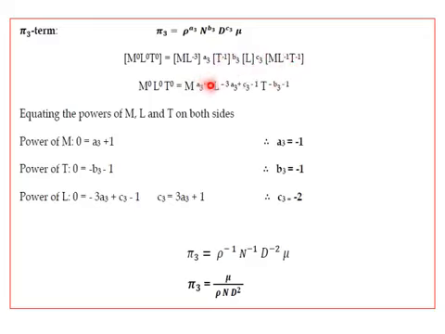So equating the powers of M, a3 plus 1 is 0, so a3 is minus 1. Equating the power for T, minus b3 minus 1 is 0, so b3 is minus 1. Equating the powers for L, minus 3a3 plus c3 minus 1 is 0, so c3, substituting the value of a3, we get minus 2. Substitute the values of a3, b3, c3 here, so we get mu by rho N D square.